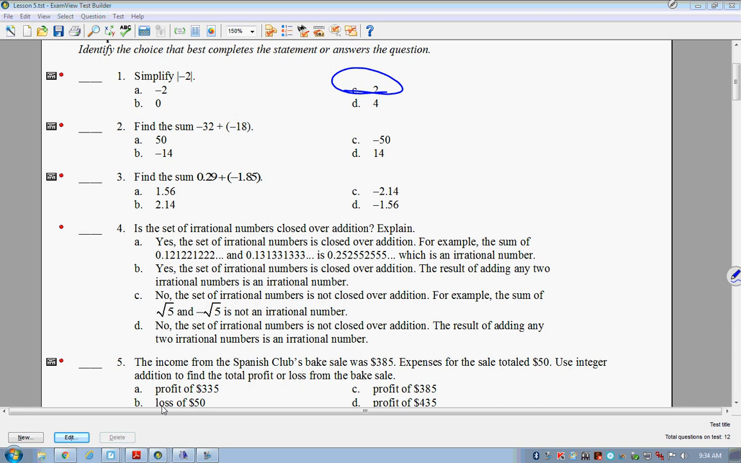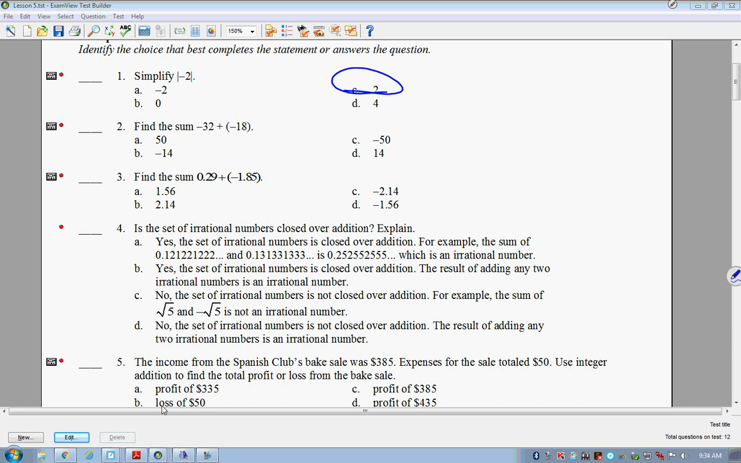All right, let's find the sum of negative 32 plus negative 18. All right, those are two values with the same sign, so we'd go to our first rule, correct? Okay, which tells me that I'm going to take the absolute value of those two numbers and add them together, correct? So the absolute value of negative 32 is? The absolute value of negative 18 is? All right, what's 32 plus 18? 50, okay? Is my answer going to be positive or negative?